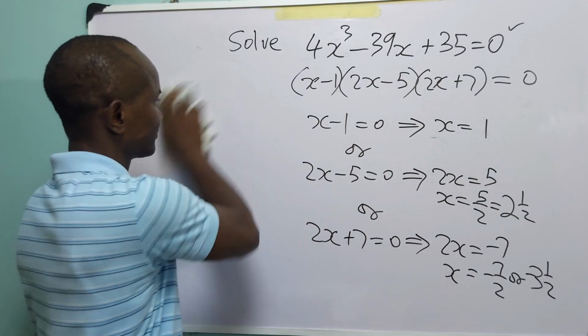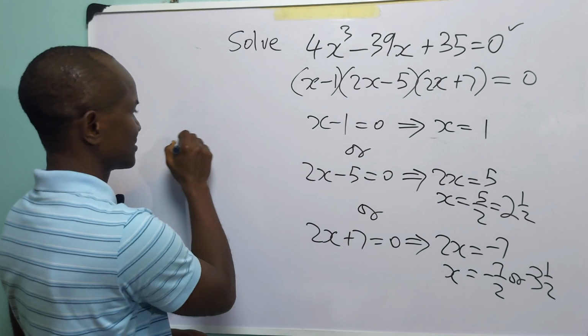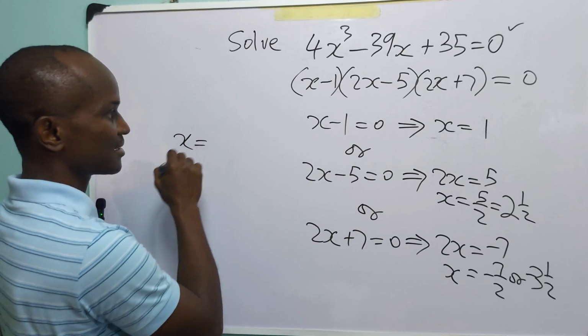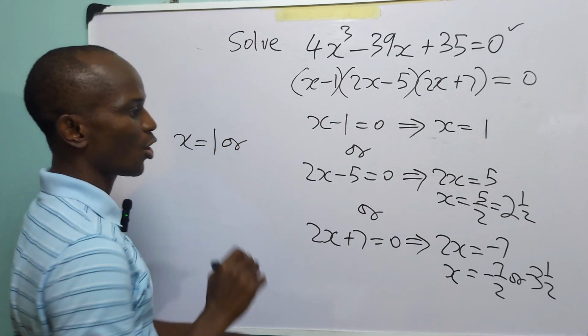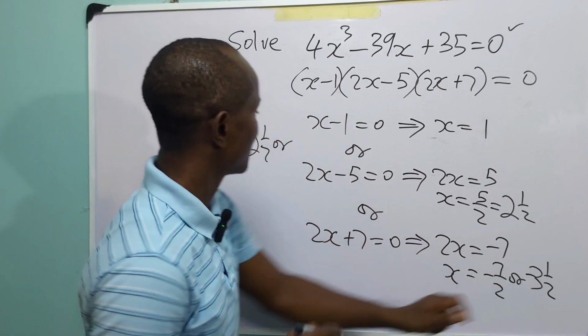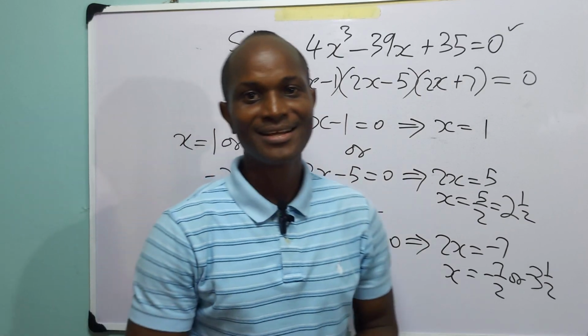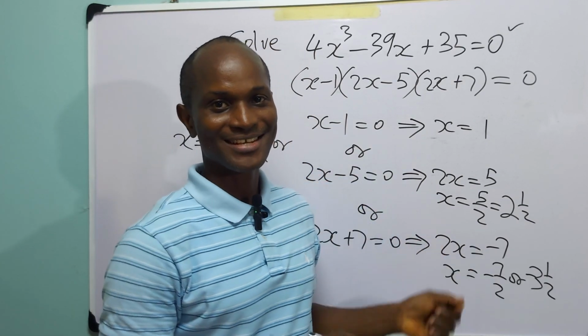Hence, we have three solutions for the cubic equation. That is, x is equal to 1, or x is equal to 2.5, or x is equal to minus 3.5. And with that, we come to the end of today's exercise.